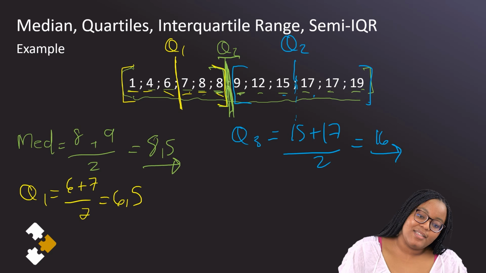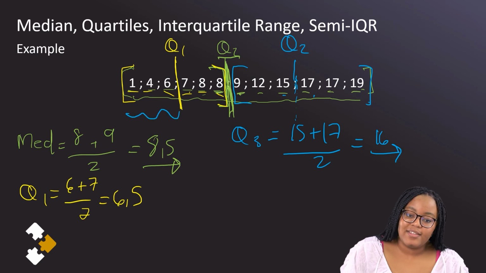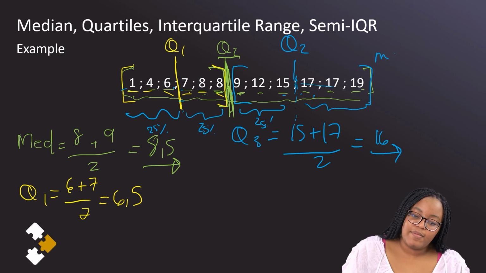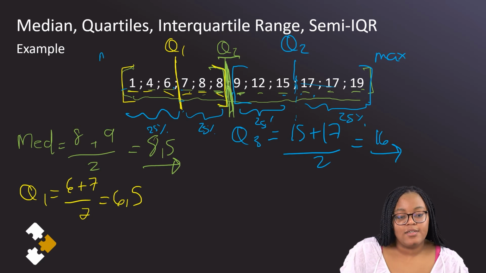Now, what this means is that 25% of the data lies below quartile 1, 25% lies between Q1 and Q2, 25% lies between Q2 and Q3, and between Q3 and our maximum value, we also have another 25% of our data.